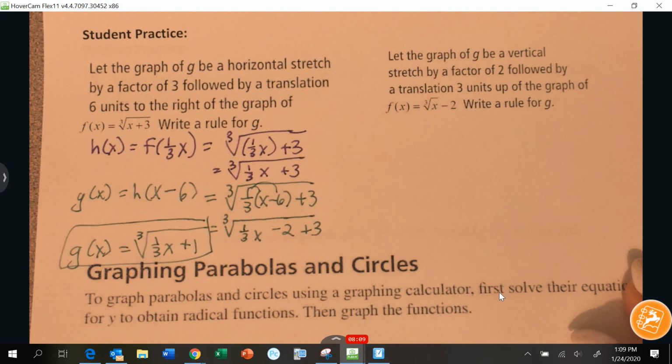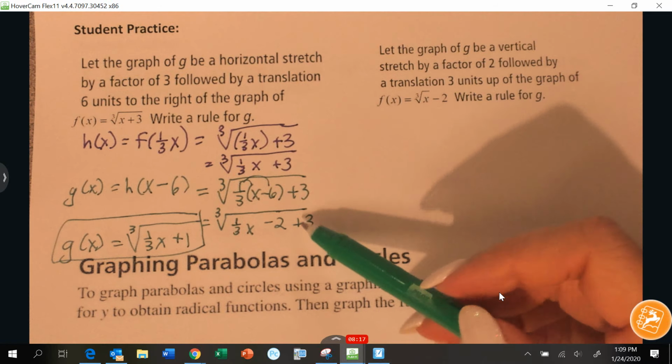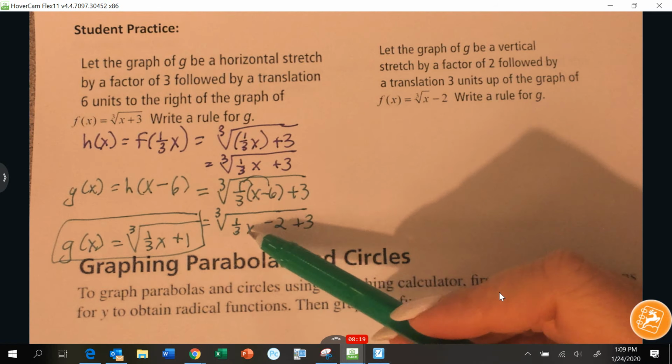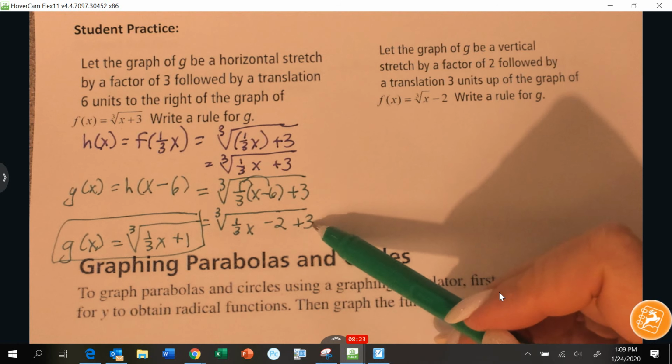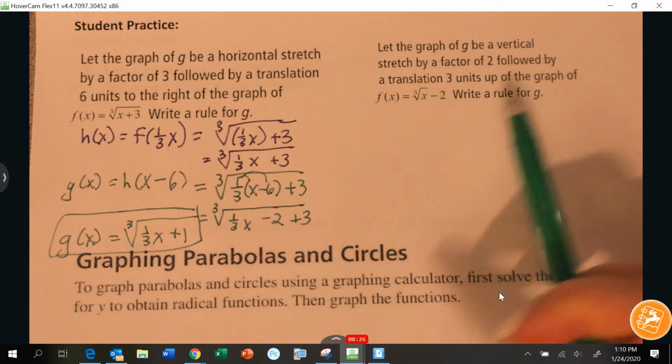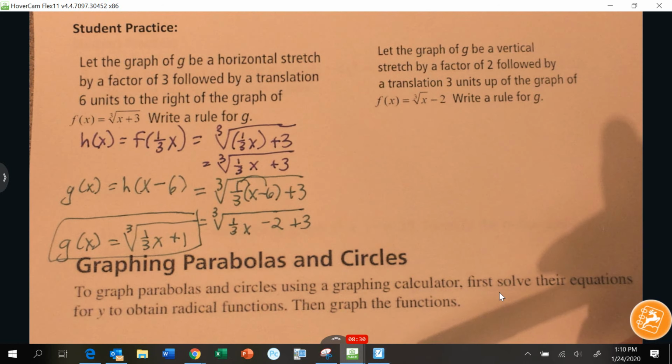Questions before we try another? Nope. I only distributed it to the x and the 6, but the 3 just came down. You were looking at the last step, right? Yeah, I got that. Okay.